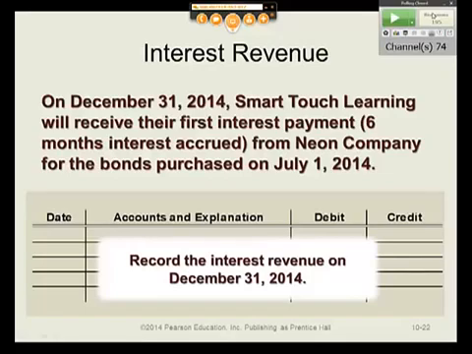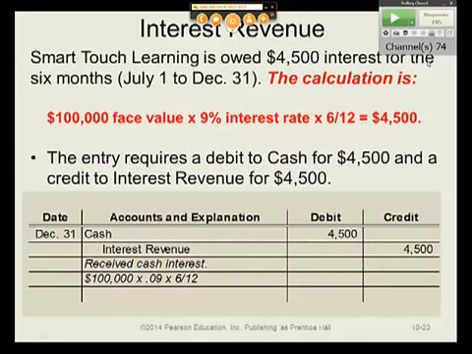Now, the entry is going to be debit cash, because you get cash, and you credit interest revenue. And that's for the half year. What would happen if interest was only paid on July 1? What would you debit here? What account?